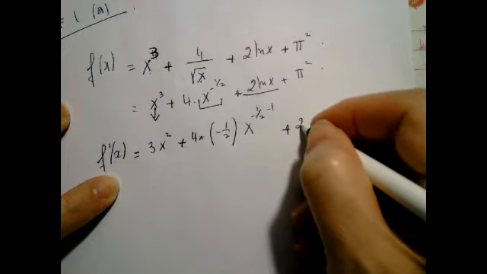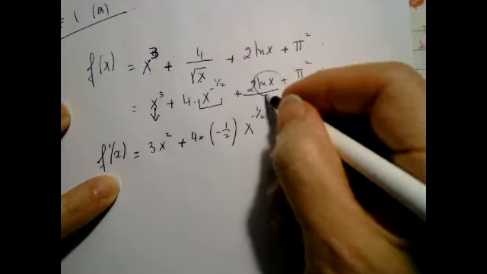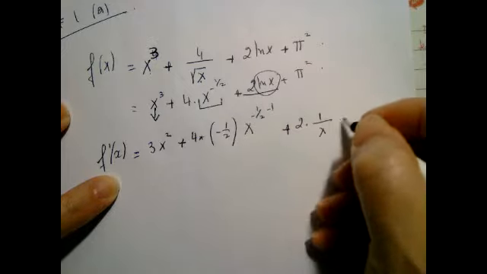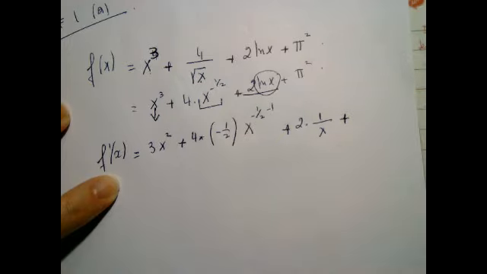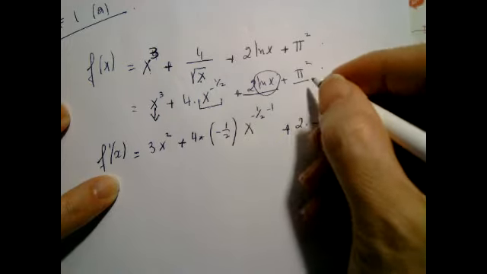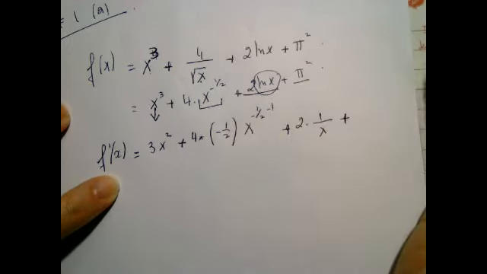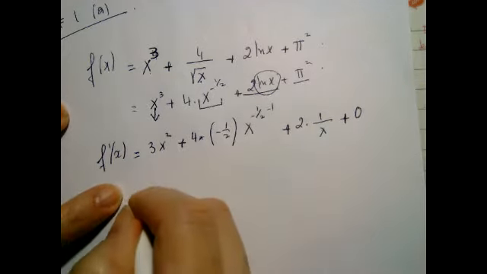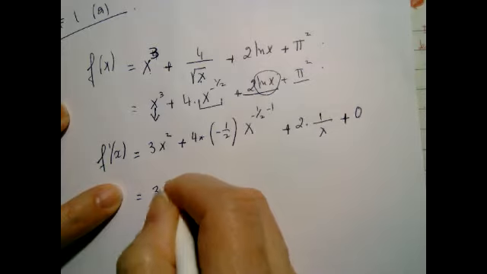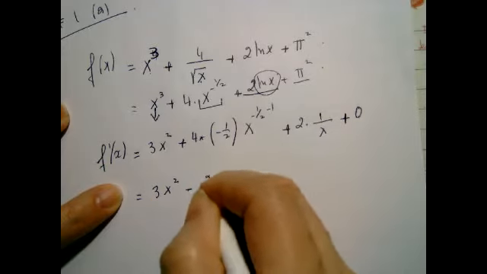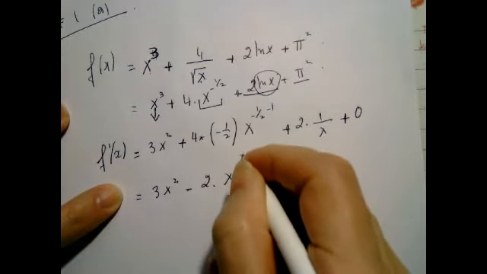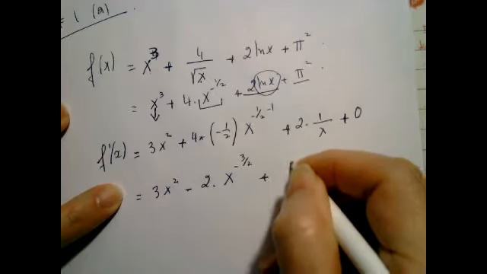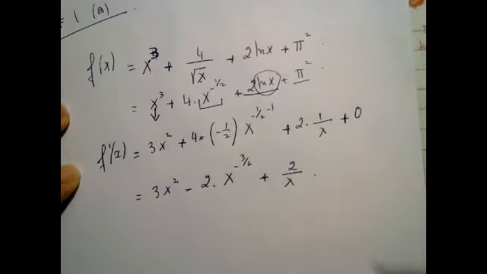2 is a constant, drop it. Derivative of ln is 1 over x, plus pi squared is a constant. Pi is a constant, 3.14. Squared is still a constant. The derivative is 0. So f prime is 3x squared minus 2x to the minus 3 halves plus 2 over x. Okay.